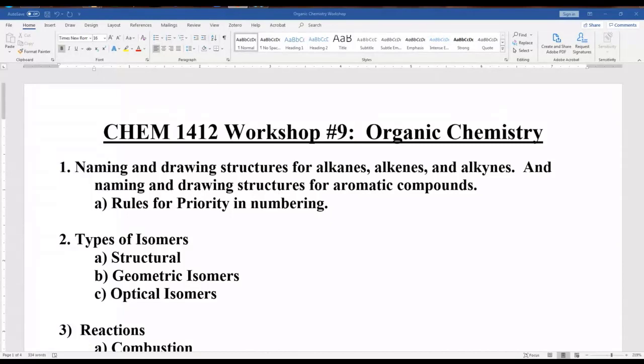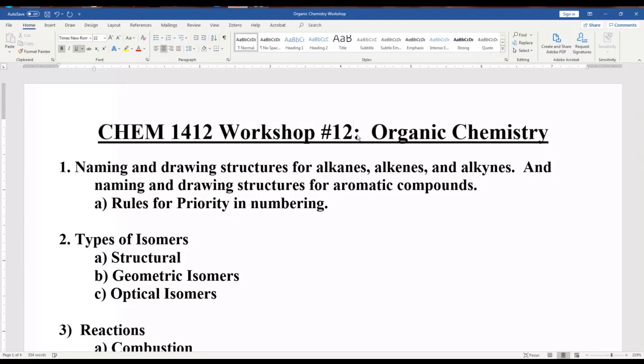Welcome to our final learning workshop. It's actually not workshop number 9. For some reason, I have that up there. I think it's actually, in this case, going to be workshop number 12, organic chemistry.